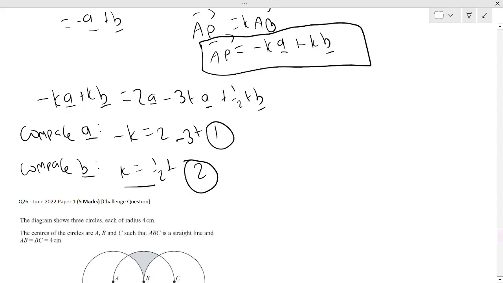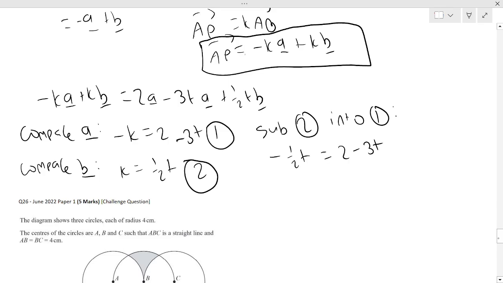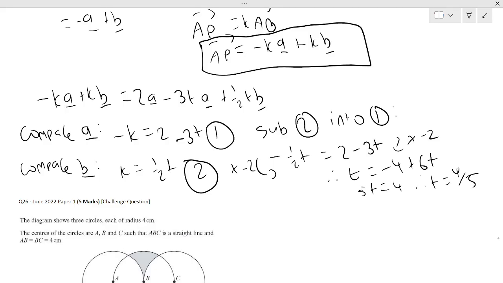We can substitute K is a half T into 1. So then we sub 2 into 1, and we're left with minus a half T is going to be 2 minus 3T. I can times by minus 2 to get rid of the fraction, so T is going to be minus 4 add 6T. I times by minus 2 to both sides. Then 5T is going to be 4, moving that T on the left to the right and adding 4. So T is going to be 4/5.